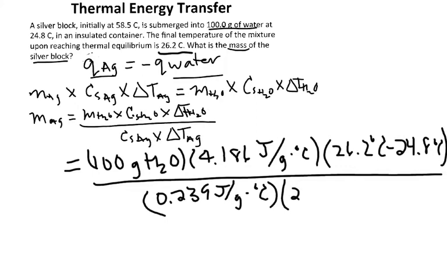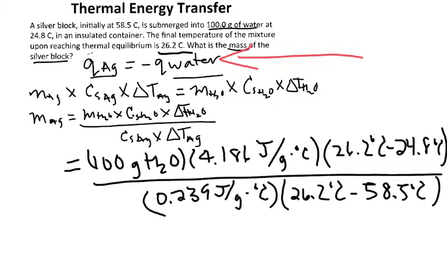So the final temperature is 26.2 degrees Celsius minus the initial temperature, which is 58.5 degrees Celsius. So I just realized I dropped the sign from the initial equation. If you look up here, there's a negative sign in front of the Q of water. So I'm just going to add that in. I forgot to add it in.